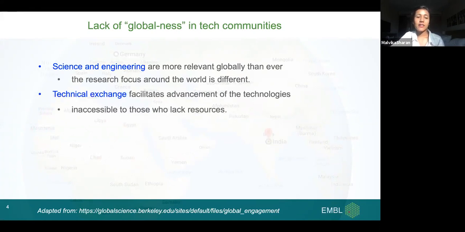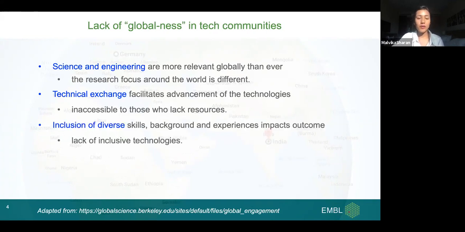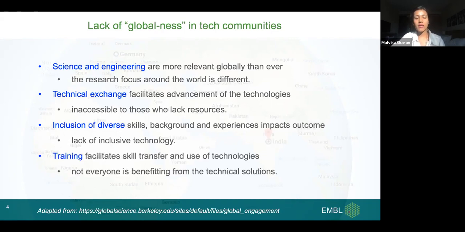There are technical exchanges required to facilitate advancement of technology. And that's why we are developing tools and sharing data. But this is still inaccessible for those who cannot use our data and tools. We understand that inclusion of diverse skills, background, and experiences is important to impact outcomes positively, but we don't really understand how to design inclusive technology. At the end, we also understand that training is important for someone to use my technical solution, but because we're not offering it, it is not really useful for everybody.